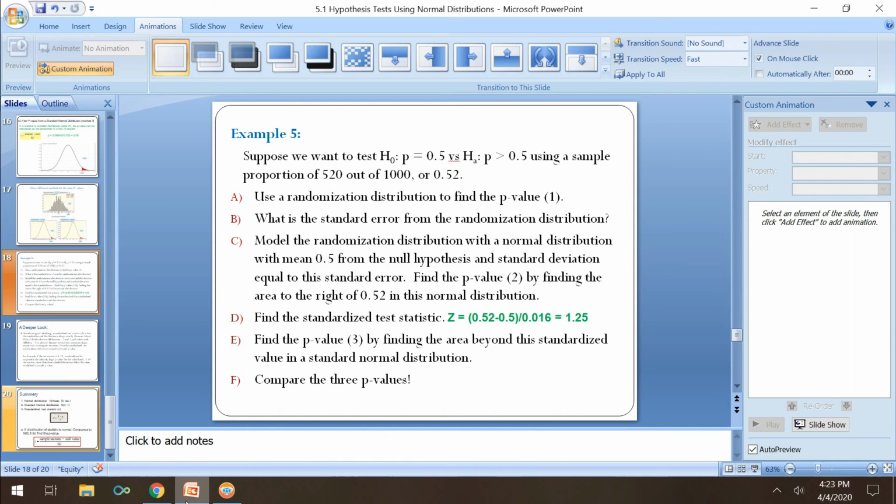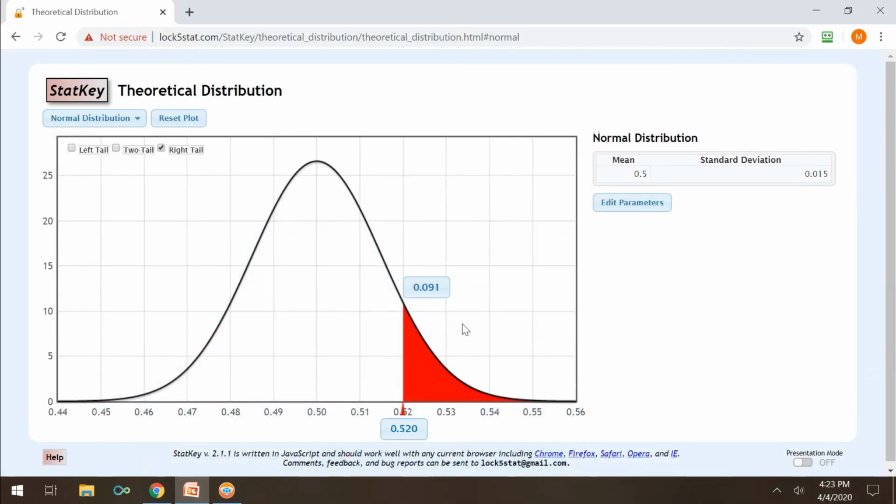520 divided by 1000. So if I do that, I get a p-value that is equal to 0.091. It's very similar to the previous one. The previous one was 0.098. So both of them will round up to 0.1. So this is good.